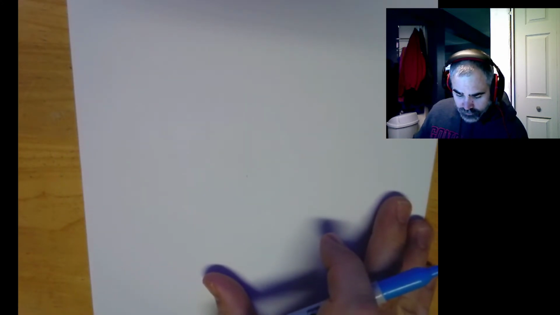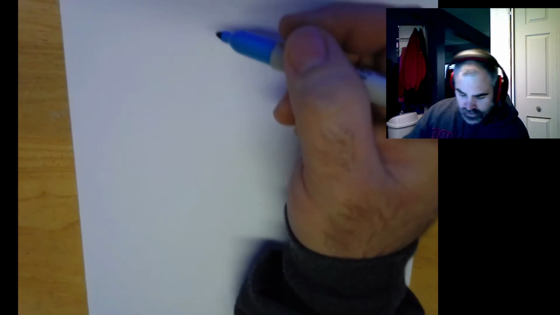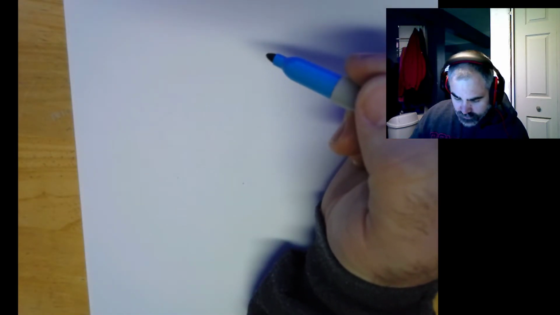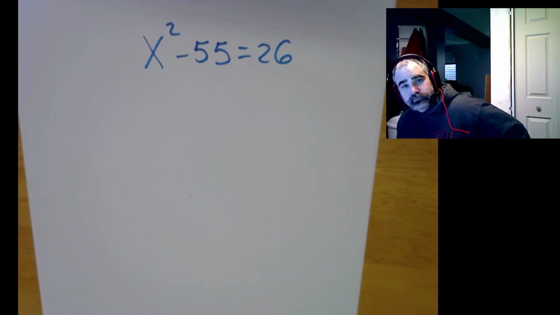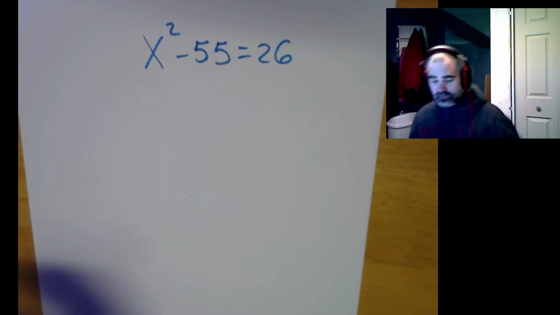Okay, but there are other things that you can do with these. So we could take a look at some other, maybe more challenging questions. For example, let's try a couple of these here. Let's do x squared minus 55 equals 26. Go ahead and try that one on your own and see what you can do. And there's lots of ways to solve this. So see what you can come up with. Go ahead and press pause right now if you haven't already.